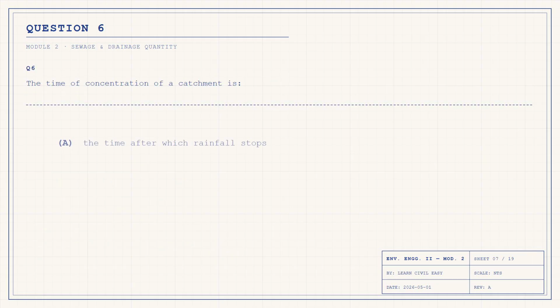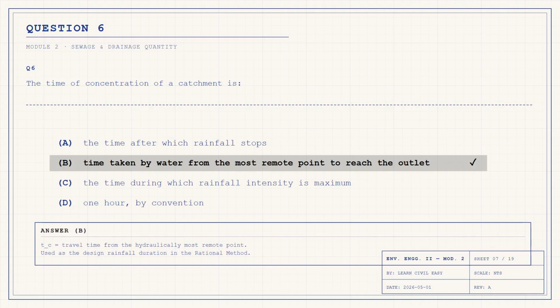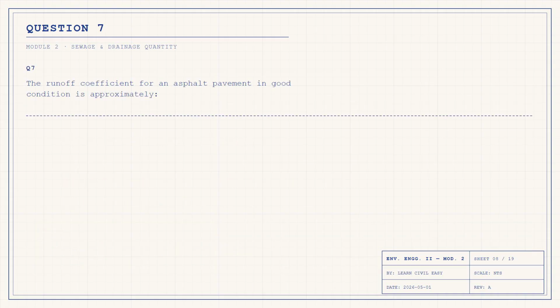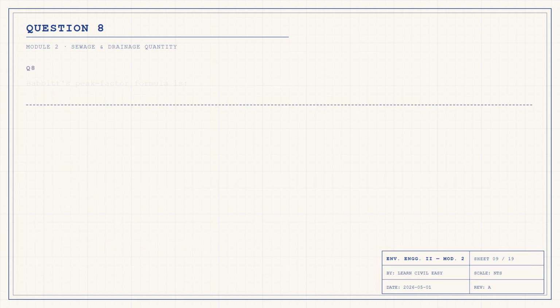Question 6. Time of concentration of a catchment is the time taken by water from the most remote point to reach the outlet. It is the critical duration used for design rainfall. The answer is B. Question 7. Runoff coefficient for an asphalt pavement in good condition. Asphalt is nearly impervious, about 0.7 to 0.95. The closest standard value is 0.85. The answer is C.